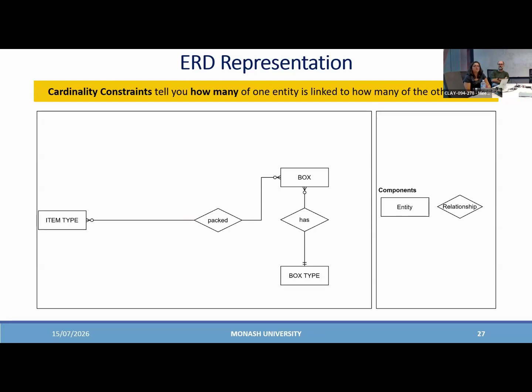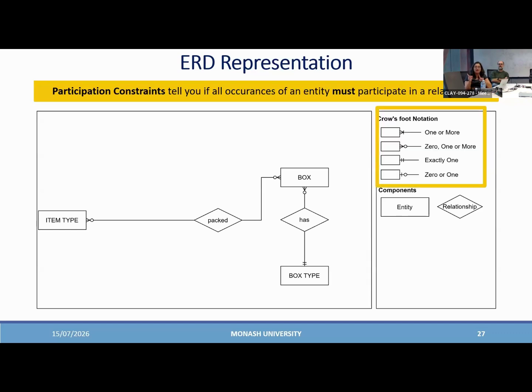ERDs also provide notation to represent certain types of constraints, especially related to the relationships. The cardinality constraints tell you how many of one entity are linked to how many of the other entity. And then participation constraints tell you if all occurrences of an entity must participate in a relationship or not. Again, in ERD notation, there are multiple ways to represent cardinality and participation constraints, and we have chosen the Crow's Foot notation. Let me explain that with an example.